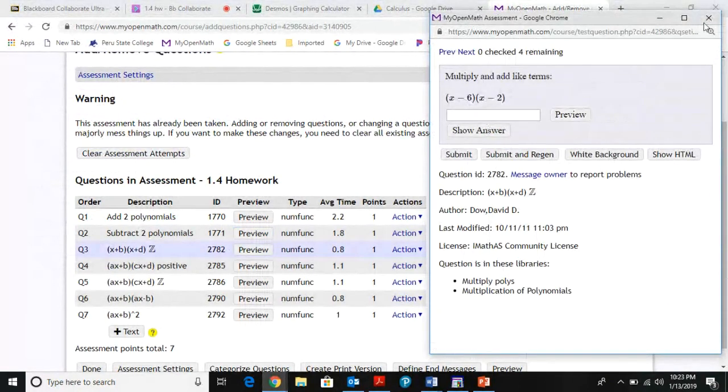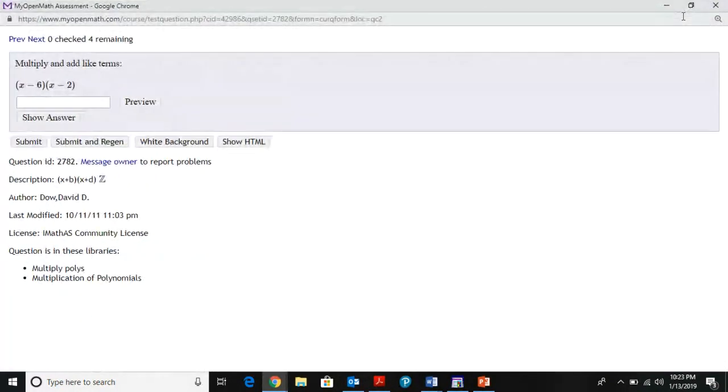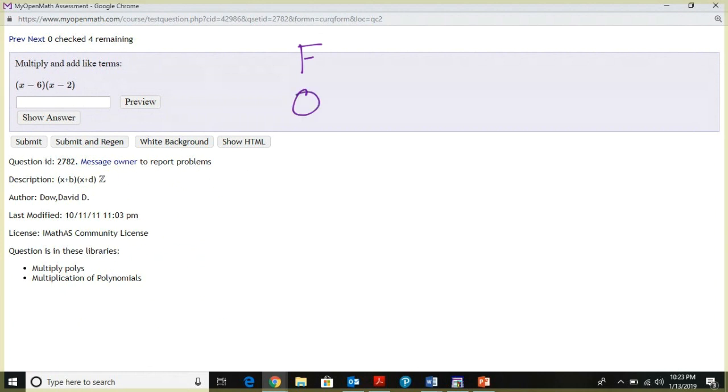So the next question here is multiplying polynomials. This is just a matter of foiling, okay? What we're going to do is multiply the first two together, then the outer ones, then the inner ones, then the last, and then we'll put all those together.